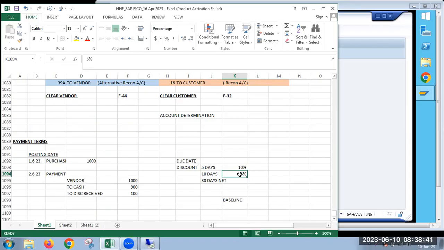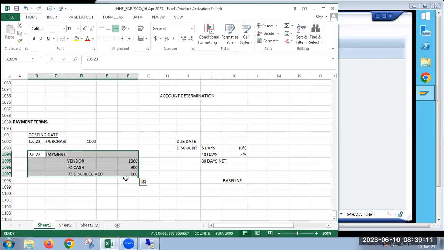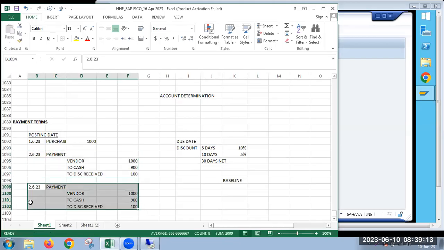From the baseline date to 5 days, the sixth day is there. Correct. From 6th to 10th only we can have the second term. So first 5 days from the baseline date, next 10 days from the baseline date, or even 30 days from the baseline date. Here, if we make the payment within 5 days from the baseline date, we can have a 10% discount. If we make the transaction on 7th or 8th of June, how will the transaction be?